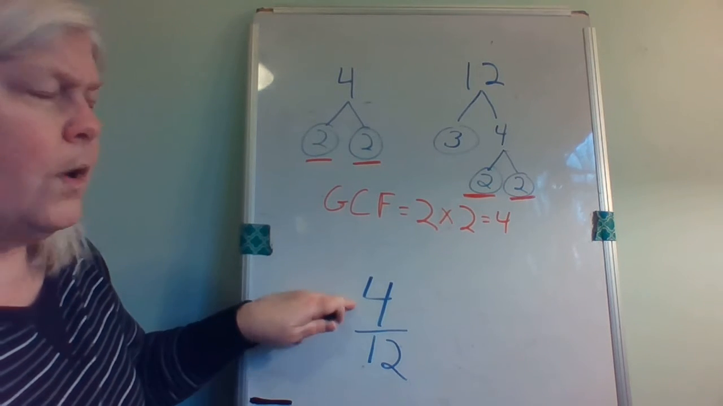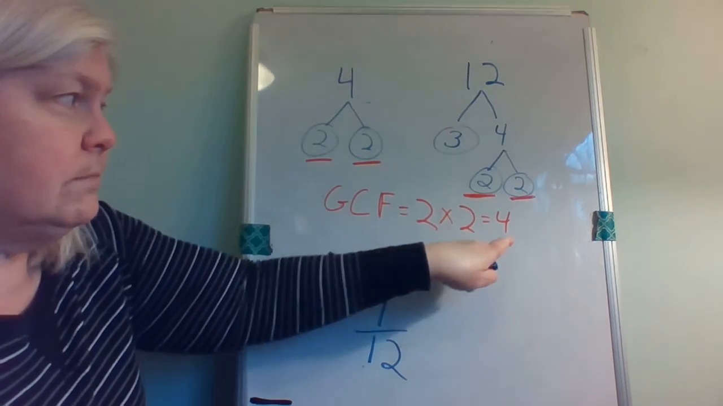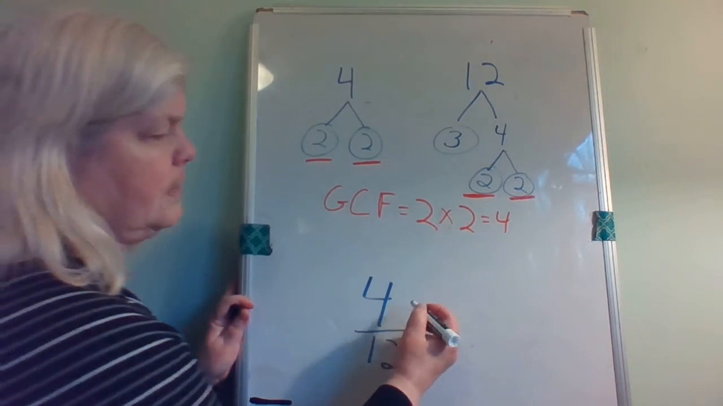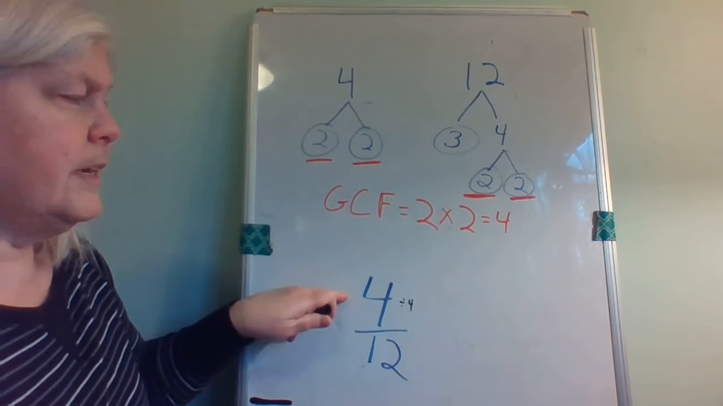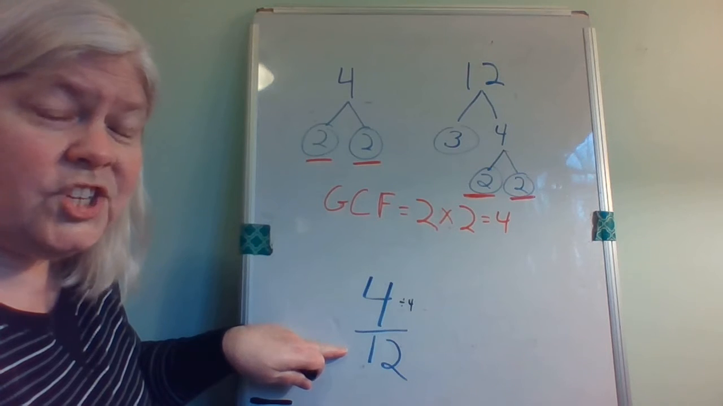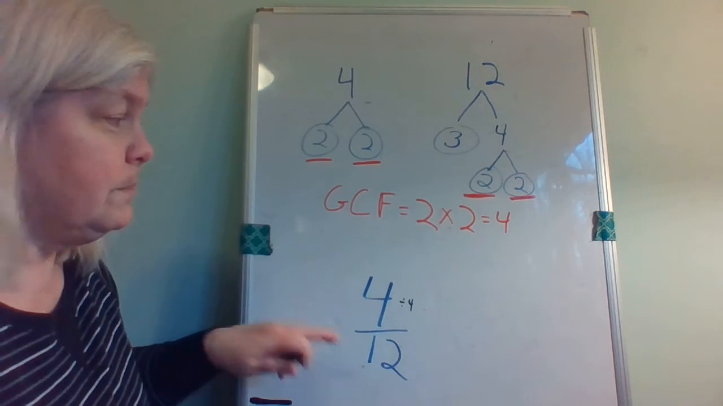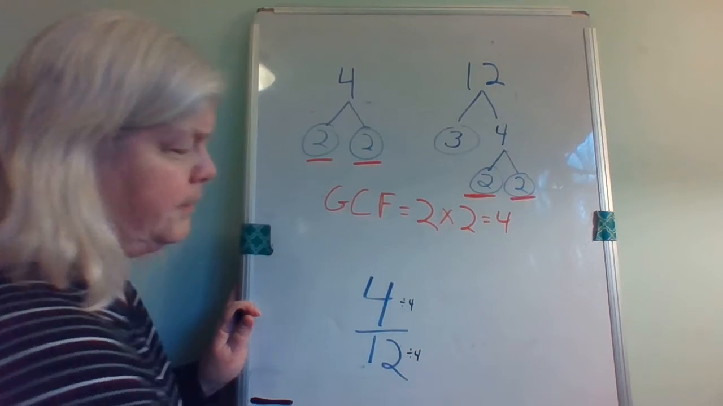If I take 4 and divide it by my GCF, which is 4, here's my little thoughts, divided by 4. Whatever I do to the top, I have to do to the bottom so that I don't really change the value of this fraction. So I'll divide that one by 4 too, my little thoughts there.